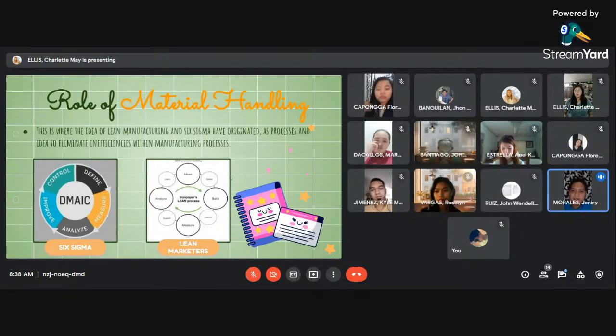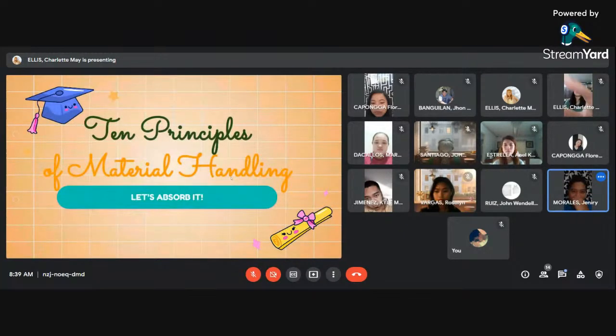Lean marketing is always an iterative build: create small campaigns, get them into the market quickly, measure the results, learn, and iterate using the lessons learned. That's all. Thank you.